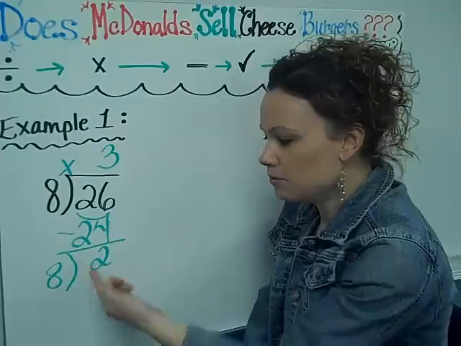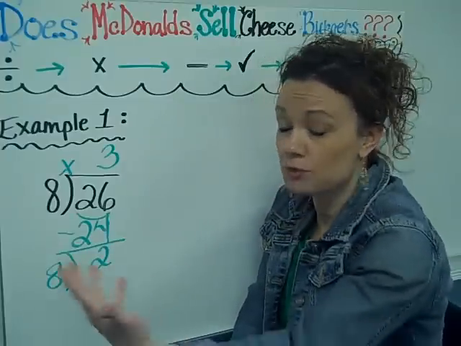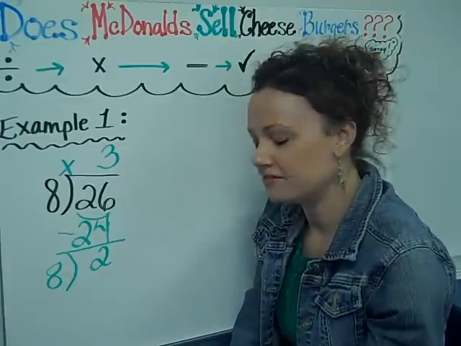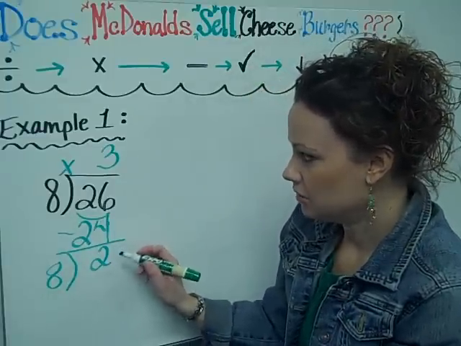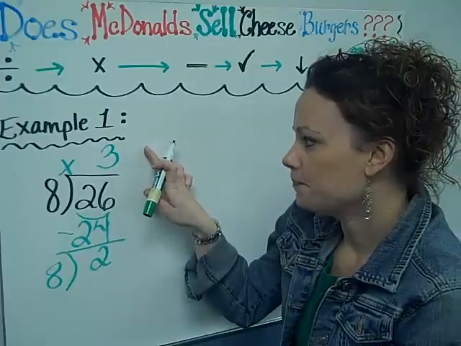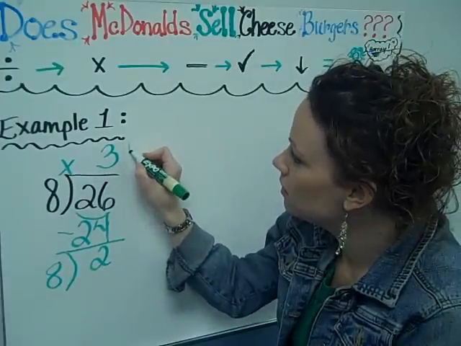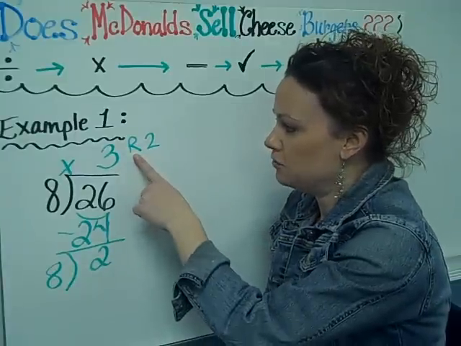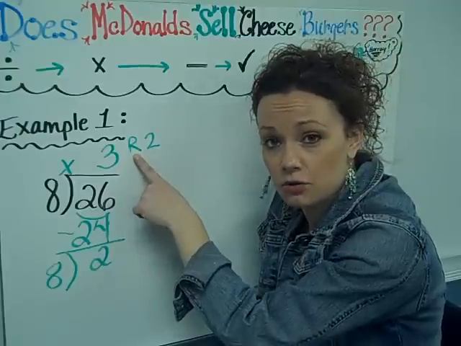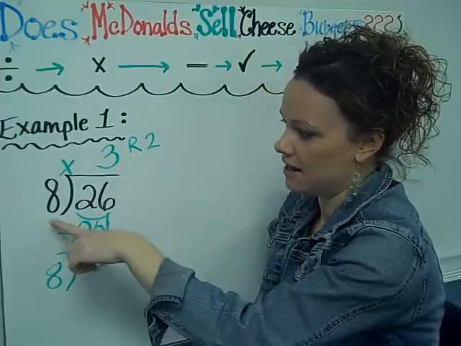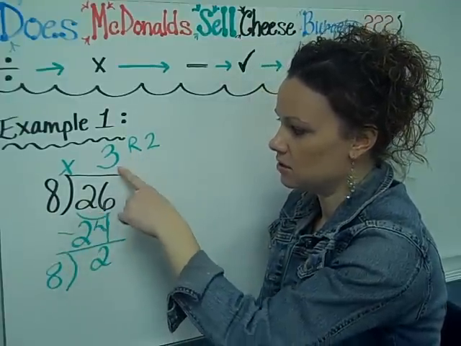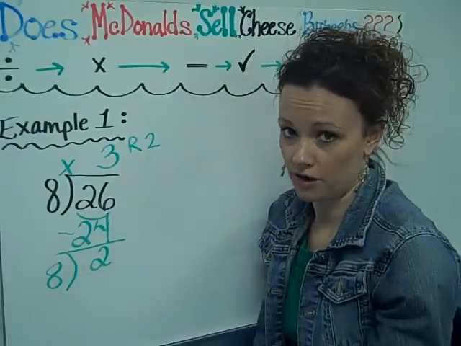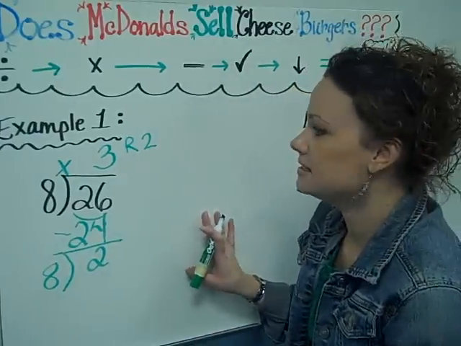So what do we do with our leftover? Well, as we learned before with our new vocabulary, remainder means the leftovers after you've divided. So we are going to take this 2 and we're going to show it up here with our quotient as R2. And if you've guessed correctly, the R stands for remainder. And this shows that 8 goes into 26 3 times with a remainder of 2, or with 2 left over. All right, let's take a look at our next example problem.